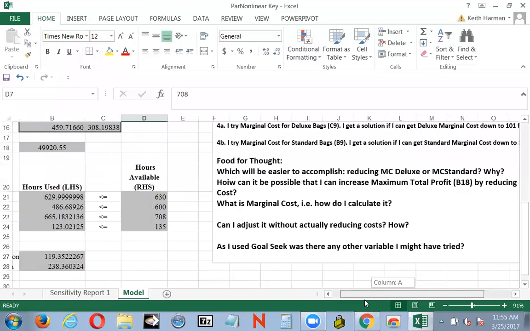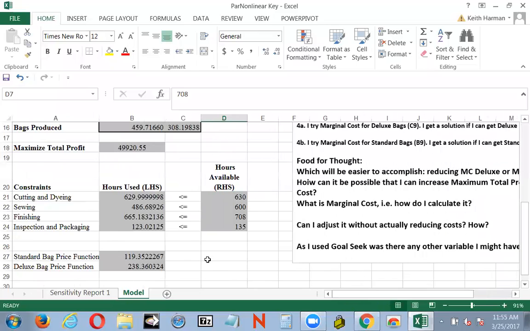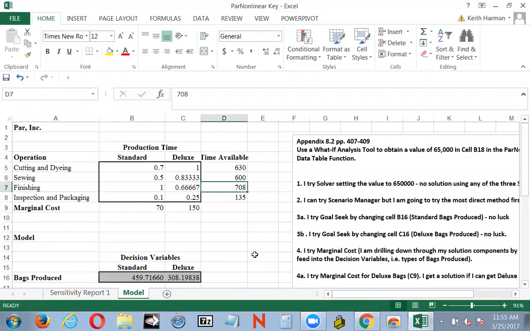And I used the goal seek. Was there any other variable I might have tried? Well, the other variable would be time available. And just for kicks, let's do that. We've got the time available over here.